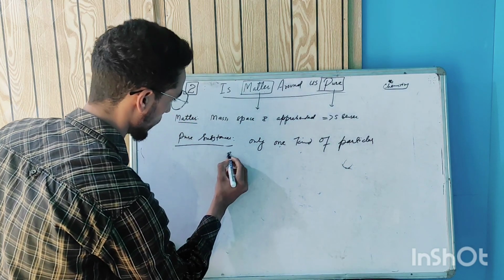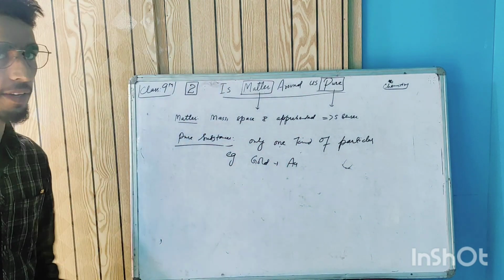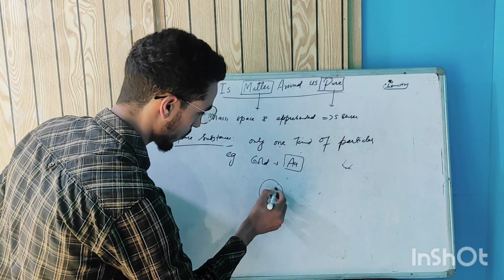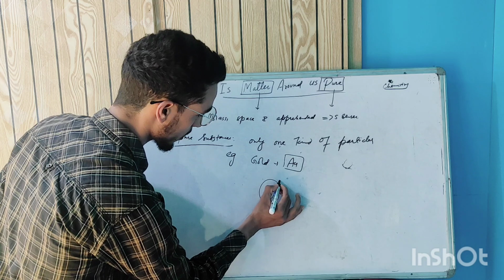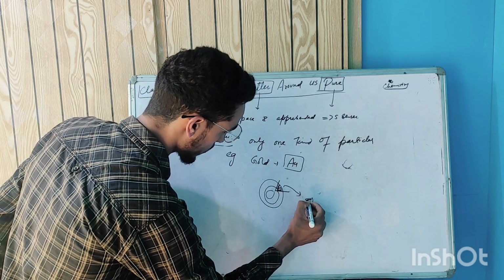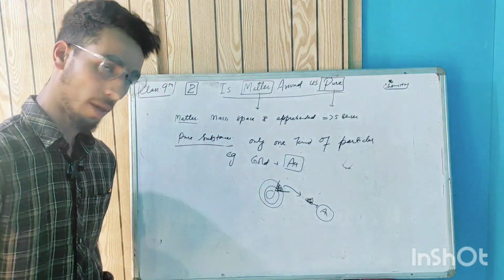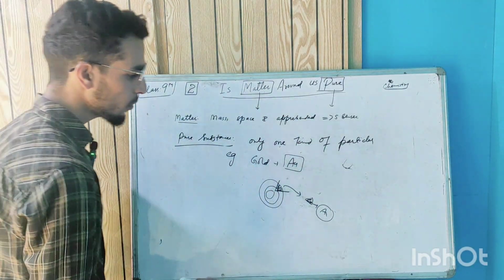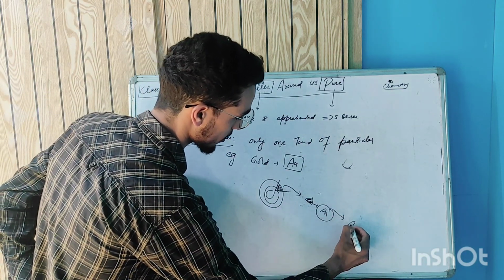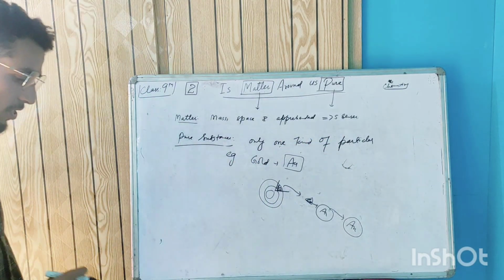For example, gold is an element having symbol Au, atomic number 79. If we have a slice of gold, a biscuit of gold, and we cut one fragment, this fragment will also represent gold. That means at every single point, at every single fragment, it represents gold. It has only one kind of particle inside it. This is a pure substance.